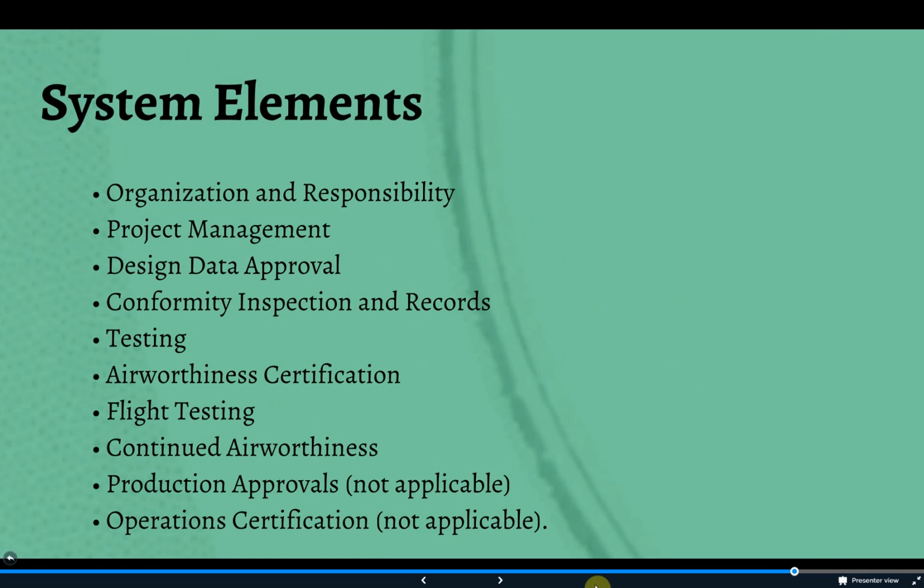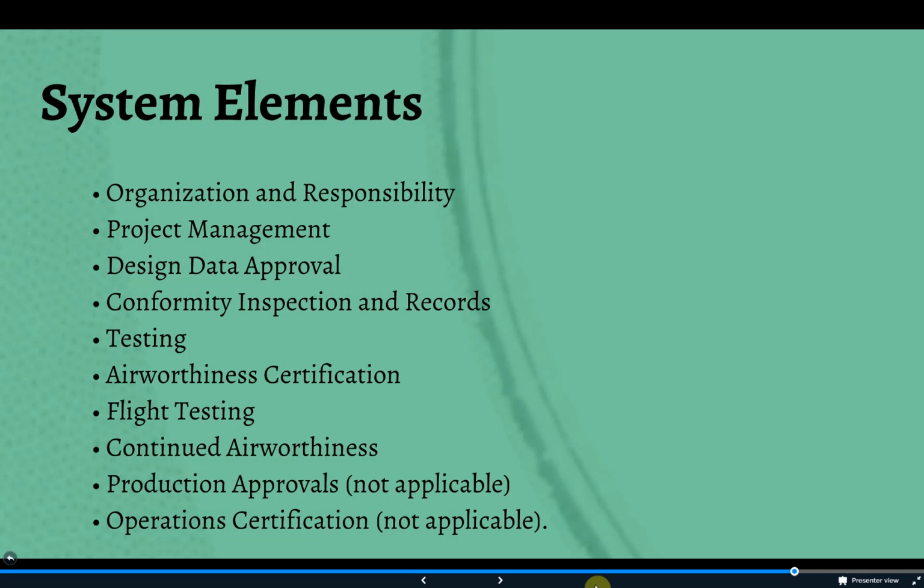conformity inspection and records, testing, airworthiness certification, flight testing, and continued airworthiness. There are two other areas in the order, production approvals and operations certification, that are not applicable to Star. You'll notice in looking at these areas that they are very project-centric. This is going to be one of those changes in Revision C of the order.